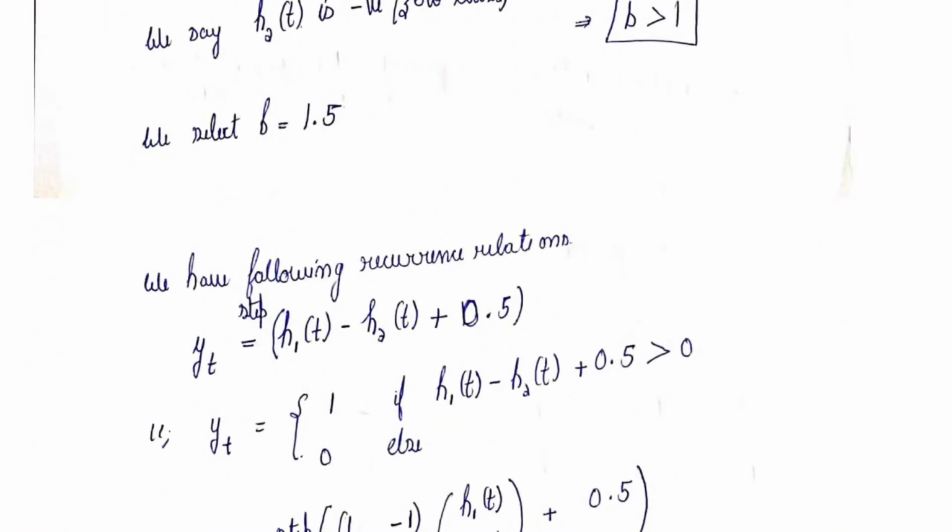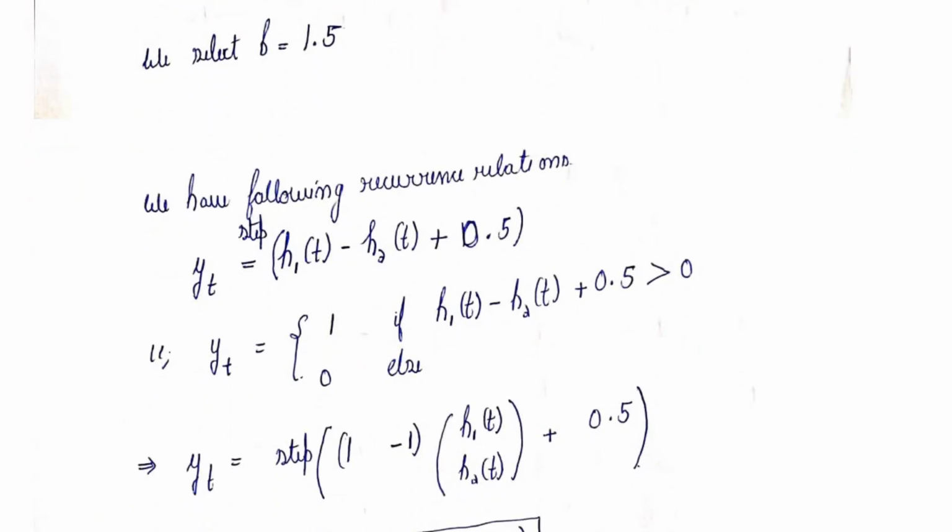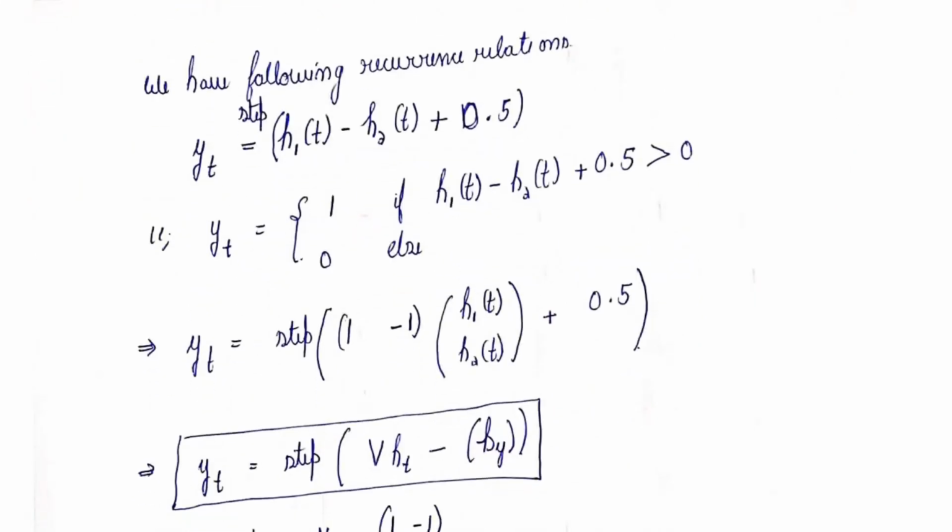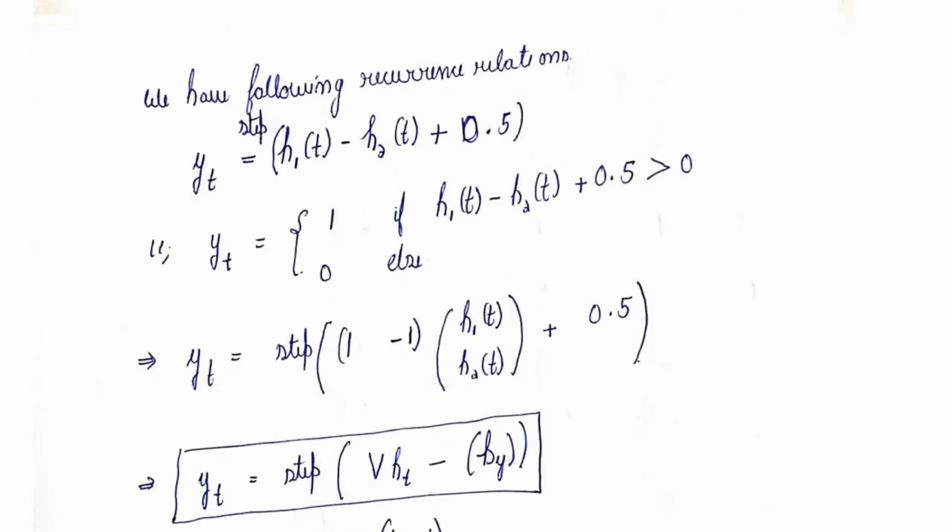Now we have a lot of recurrence equations available with us. So let's proceed with the one which we first established. We said that yt is the step activation function of h1t, h2t plus 0.5, which will mean that yt will be 1 if this entire term is greater than 0 and 0 otherwise. We can write it in the vector notation and say that this is v, and this is the hidden state.